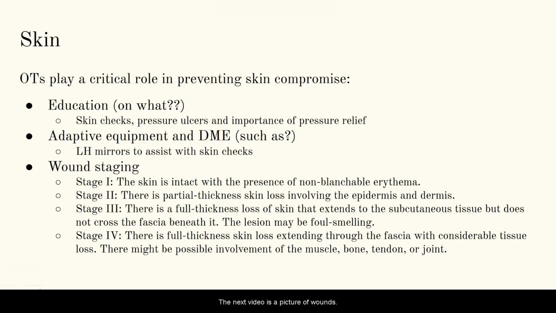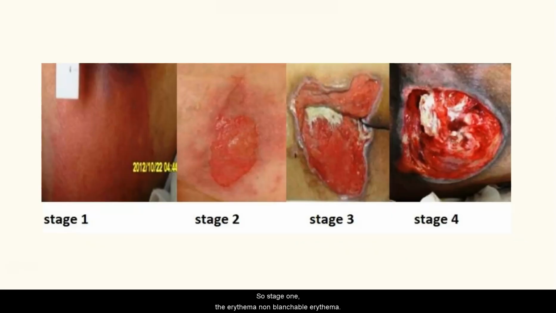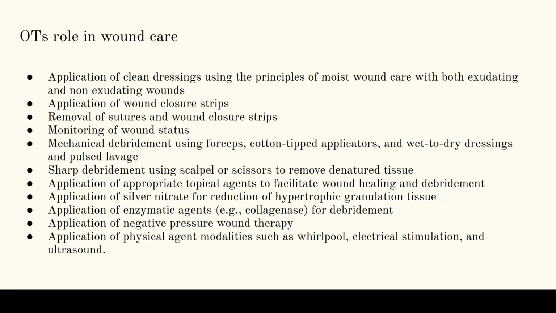The next video is a picture of wounds. So if you have a gentler stomach, just be trigger warned of what you're going to see next. So stage 1, the non-blanchable erythema, so the bruising, redness, blister. Stage 2, a little bit deeper, partial thickness. Stage 3, full thickness, loss of skin to the subcu tissue, but it doesn't cross the fascia. Stage 4, full thickness extending through the fascia and with considerable damage.